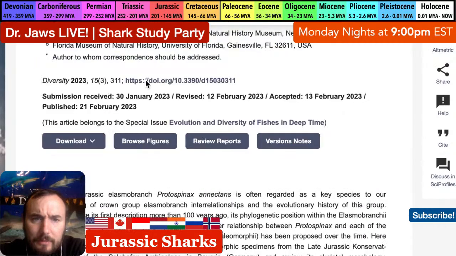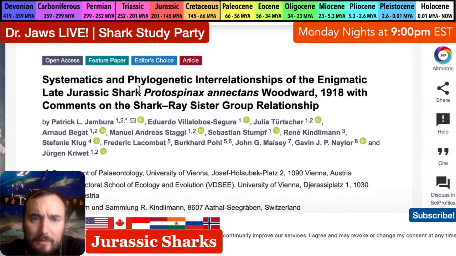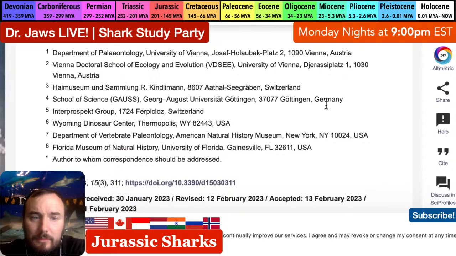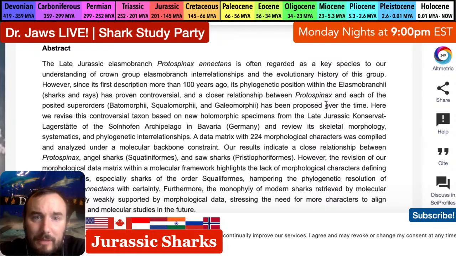Okay, the late Jurassic, so this is called Systematics and Phylogenetic Interrelationships of the Enigmatic Late Jurassic Shark Protospinax annectens, Woodward 1918, with comments on the shark-ray sister group relationship. So this is actually a really cool article. The late Jurassic Neoselachian Protospinax annectens is often regarded as a key species to our understanding of crown group Neoselachian interrelationships and the evolutionary history of this group. However, since its first description more than 100 years ago, its phylogenetic position within the Neoselachii, sharks and rays, has proven controversial, and a closer relationship between Protospinax and each of the proposed superorders, Batomorphii, Squalomorphii, and Galeomorphii.